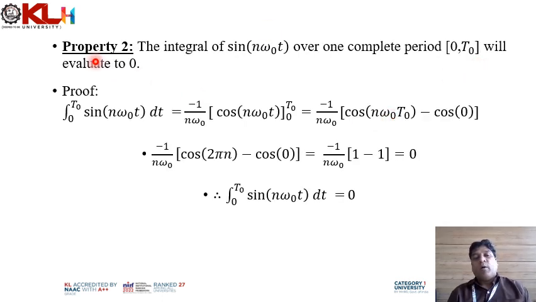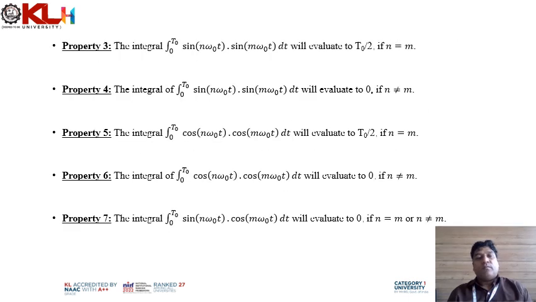Now this is the second property. If we integrate the sine function, sine n omega naught t, over one complete time period 0 to T naught, that integral will be 0. That is, integral 0 to T naught of sine n omega naught t dt will be 0. These integrals are very easy to prove to be equal to 0.